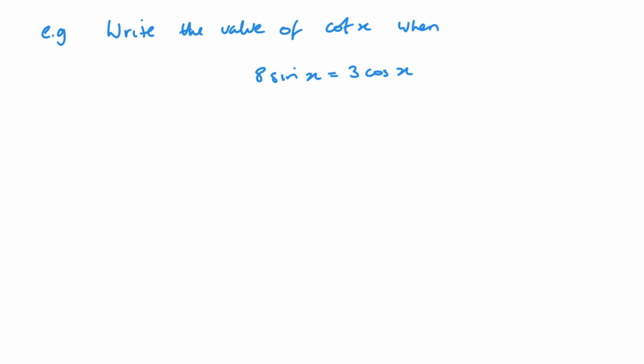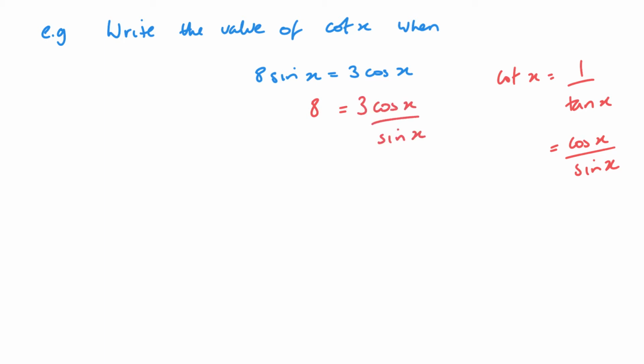Nice straightforward one here. Write the value of cot x when 8 sin x equals 3 cos x. So remember that cot x is 1 over tan, but it can also be written as cos over sine. And this second one is the one that is important here. So knowing I need to get it as cos over sine, I'm going to divide through by sine. Normally I do this in one go, but let's take it in 2 steps. And then divide through by the 3. And that's going to be equal to cot x. And that's where I stop here.